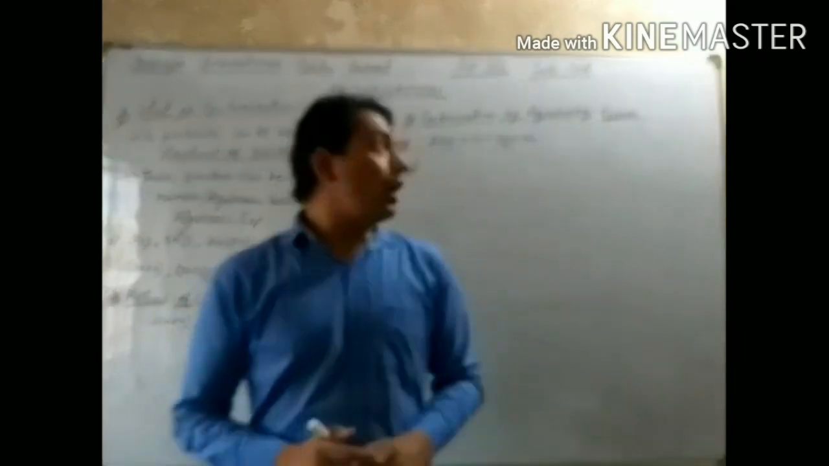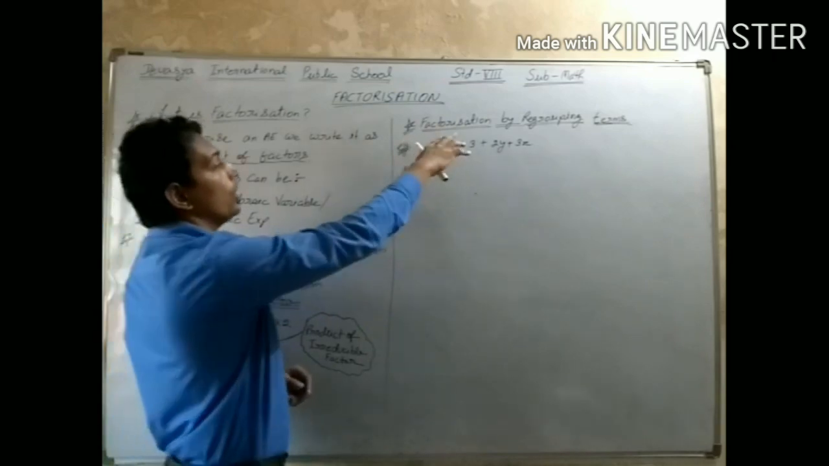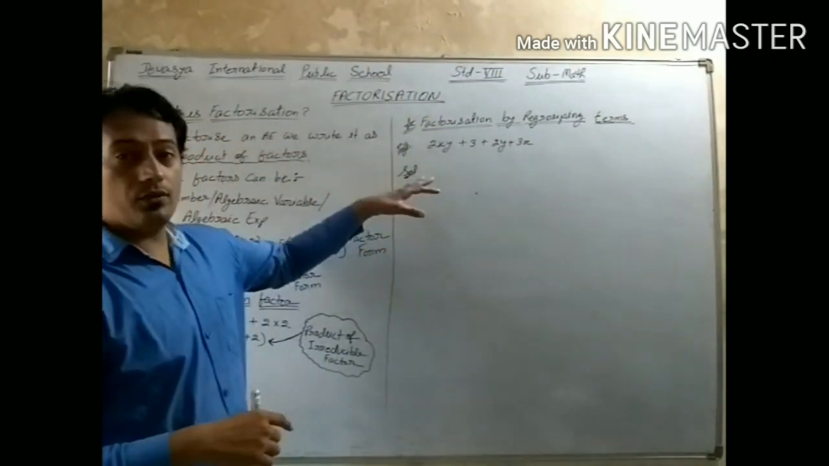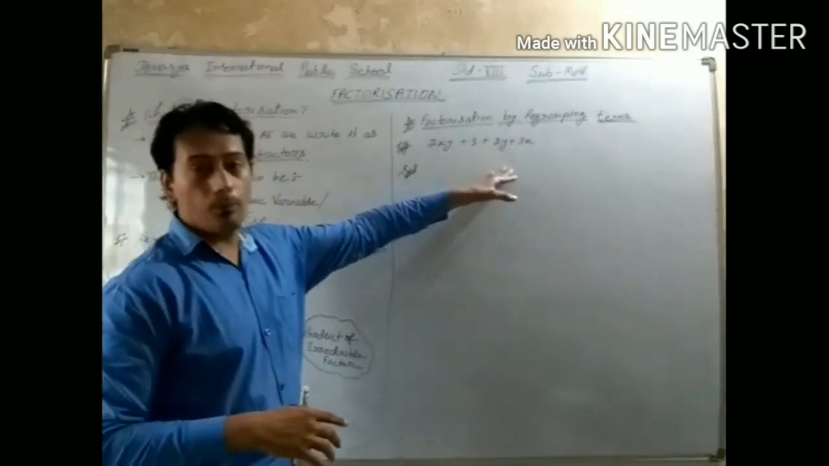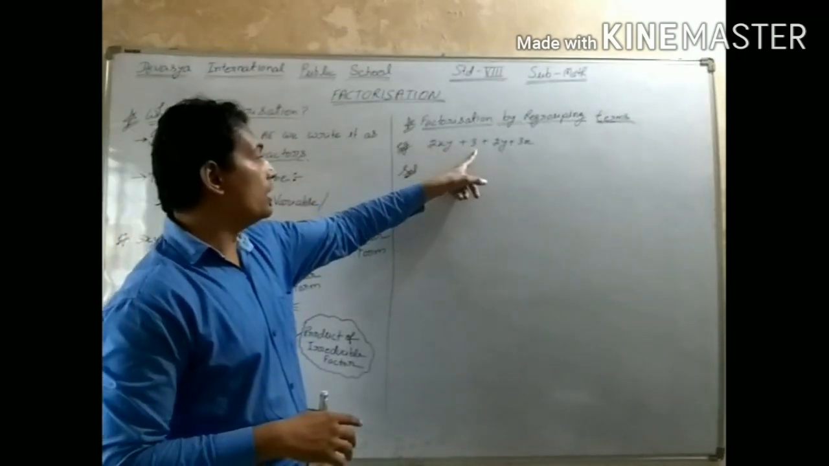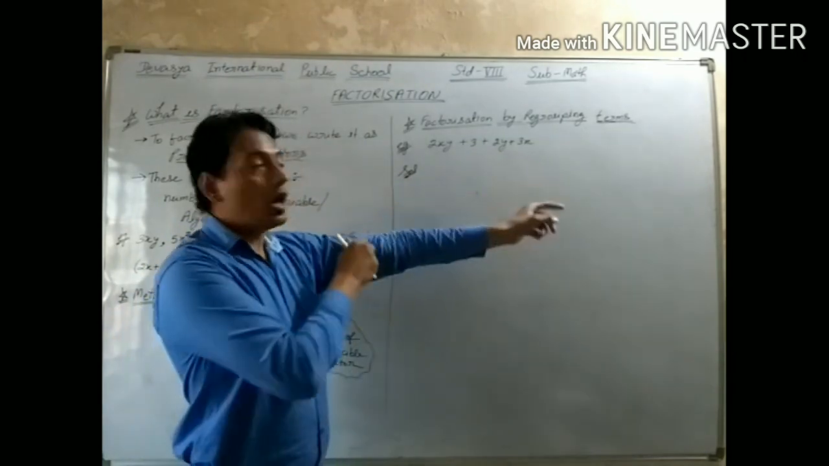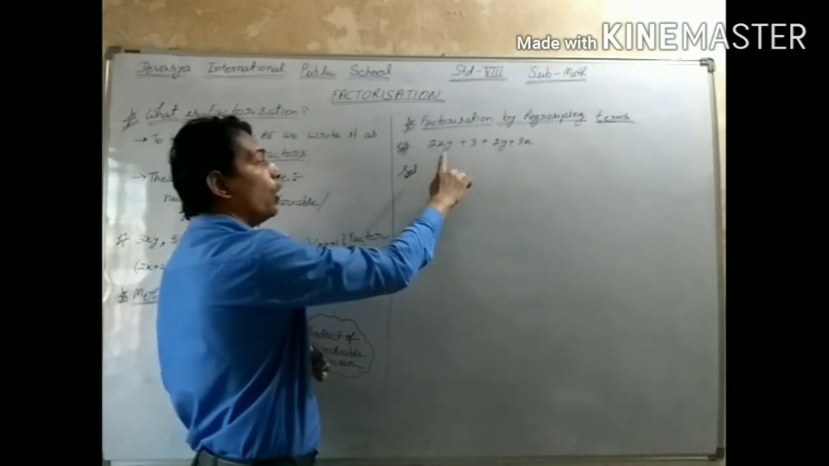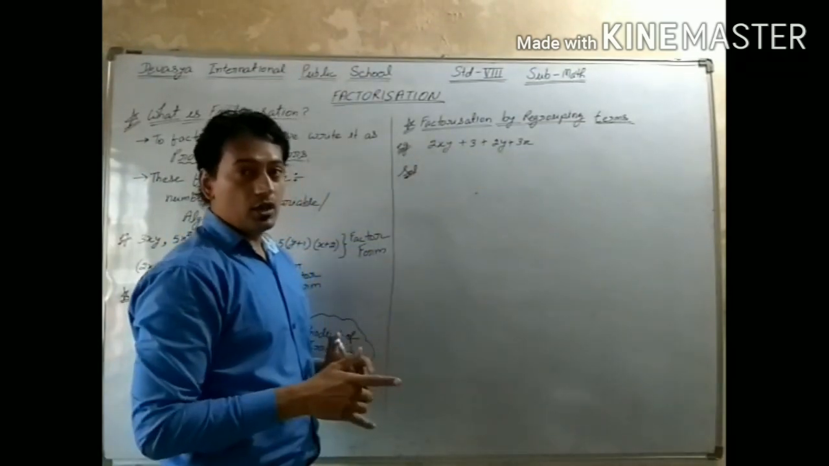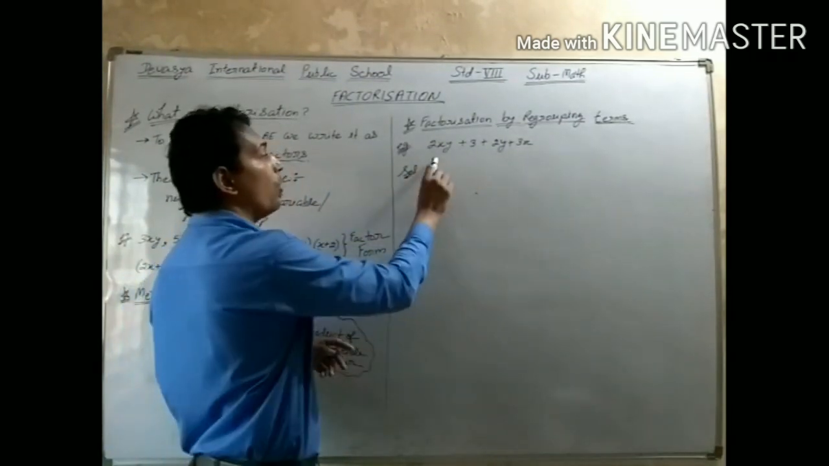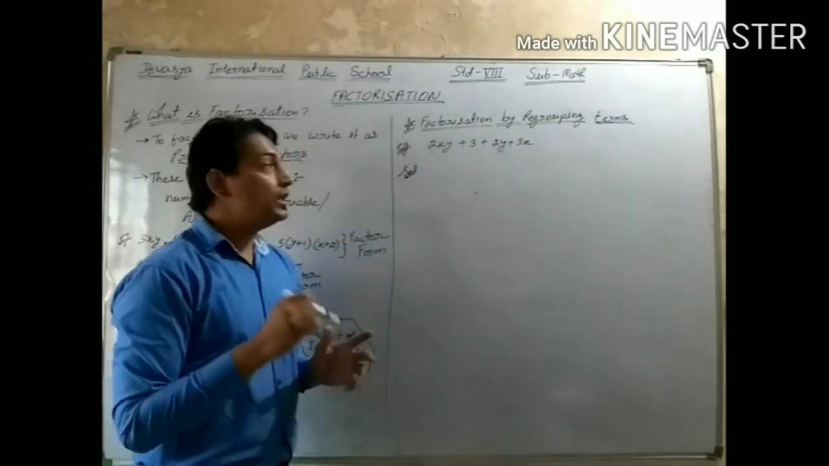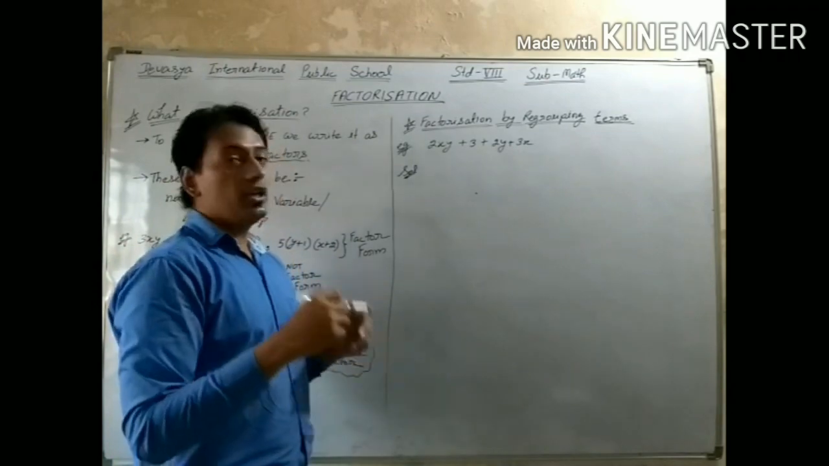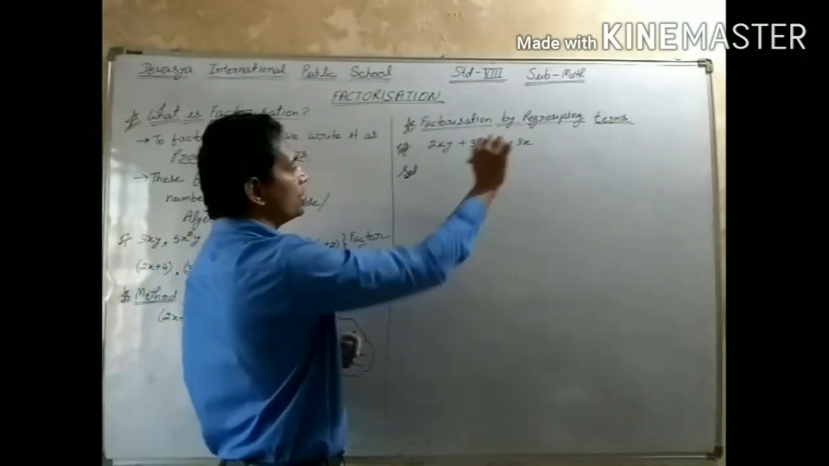Okay students, now let's check out factorization by regrouping the terms. Sometimes we have algebraic expressions in this form, that is 2xy plus 3 plus 2y plus 3x. Now there is not a single factor, students, which is common to all these four terms, right? There is not a single factor which is common to all these four different terms. So in this case, before factorization, we need to rearrange or regroup these terms. So let's just solve this.